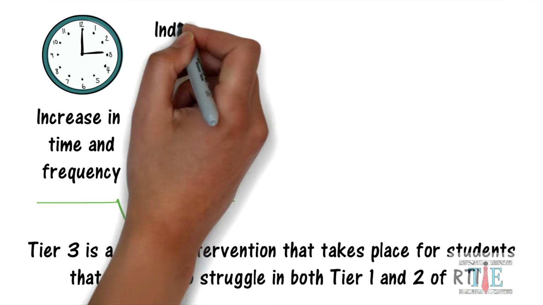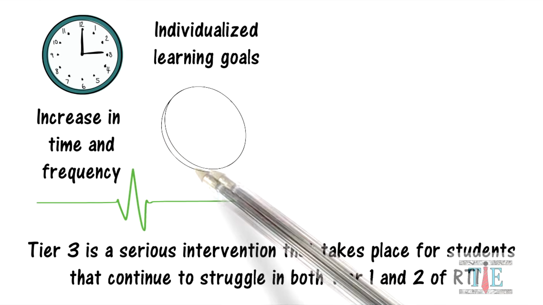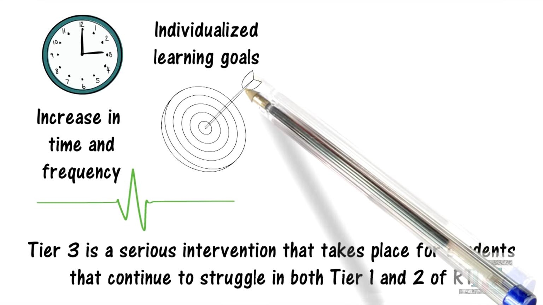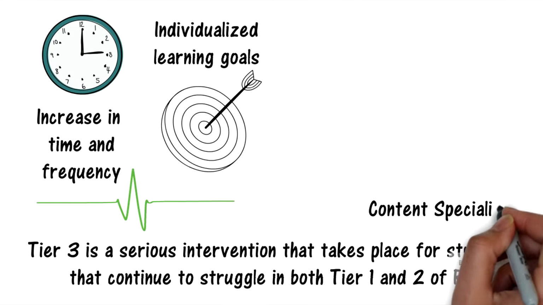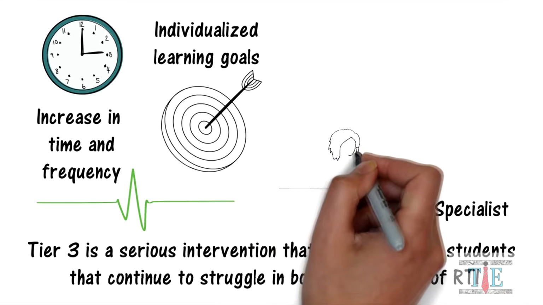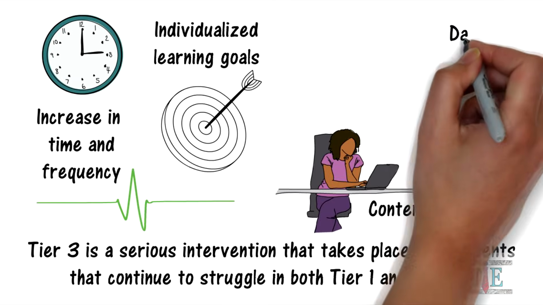These students need individualized learning goals. These goals must be specifically targeted to each student. In Tier 3, content specialists are often assigned to their students. For example, a student may see a reading specialist every Monday and Wednesday.